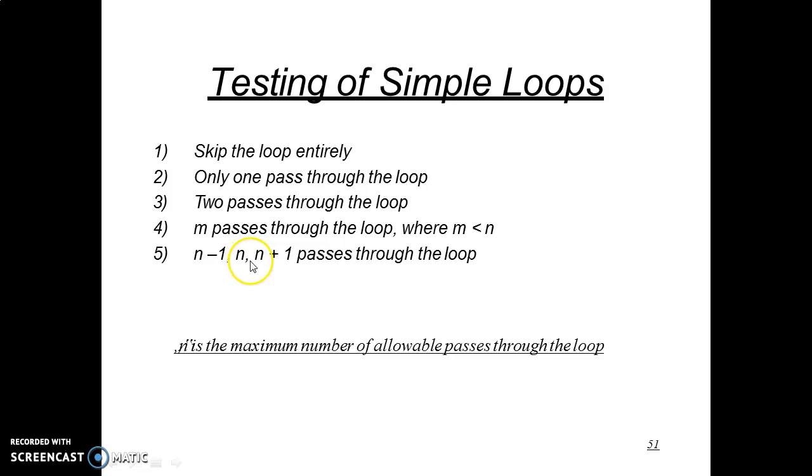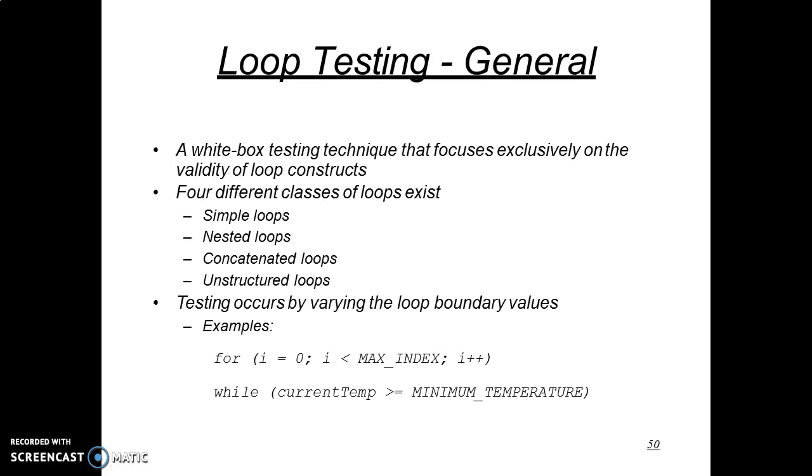It means we are checking what happens for the value lesser than the boundary value and 1 more than it. For example, say N is set to 5. So I have to check for N minus 1, that is 4, 5, and N plus 1, that is 6. Okay, so these are the total 5 tests that happen in simple loops. So in the next session we will see how we can test nested loops, concatenated loops and unstructured loops. Thank you as of now.